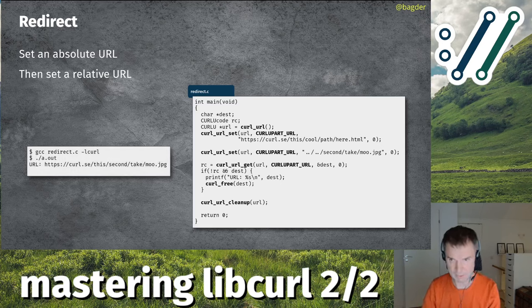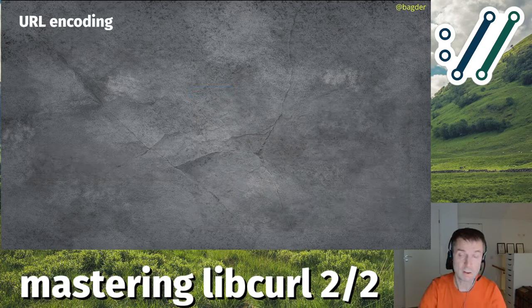So if you build this example and run it, it'll look like this, because those .././/... things are removing things from the right, going upwards in the hierarchy, ending up with /this/second/take/moo.jpg. Convenient if you want to do redirects, sort of machine things before actually doing them in the real world.